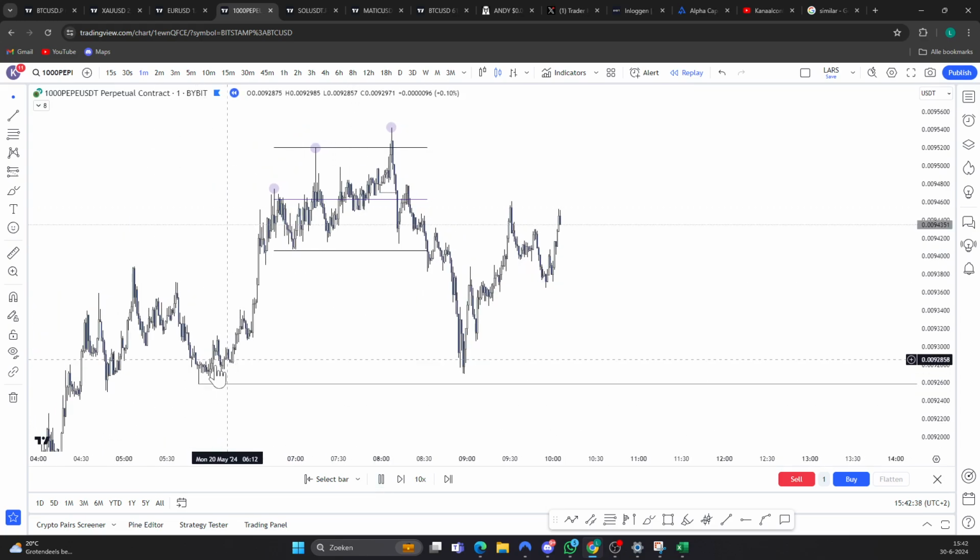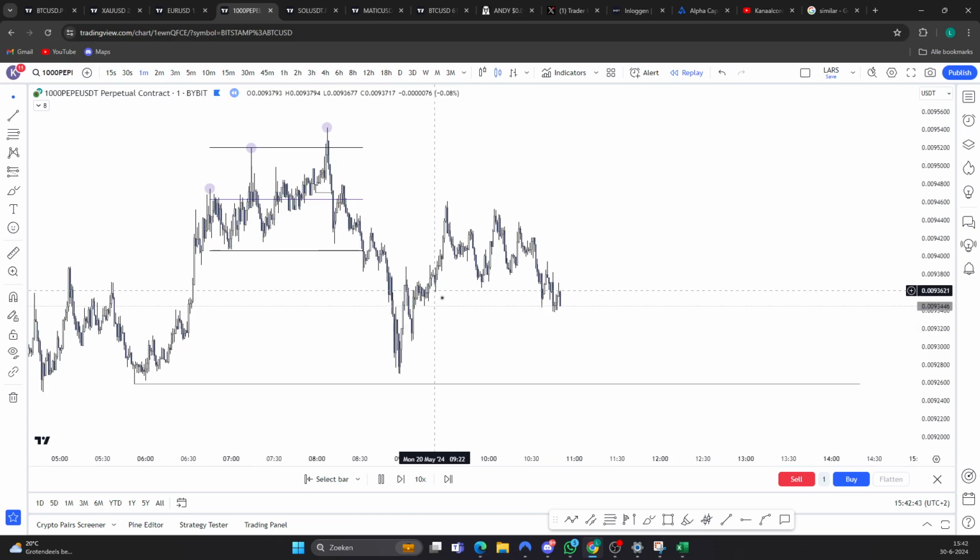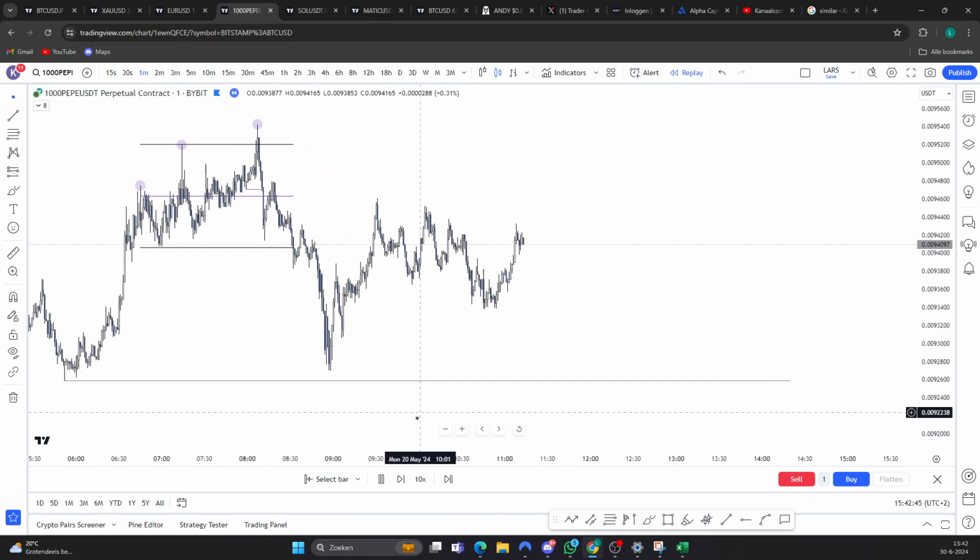Just kind of swept those lows on the left here. It's not showing me anything that significant.